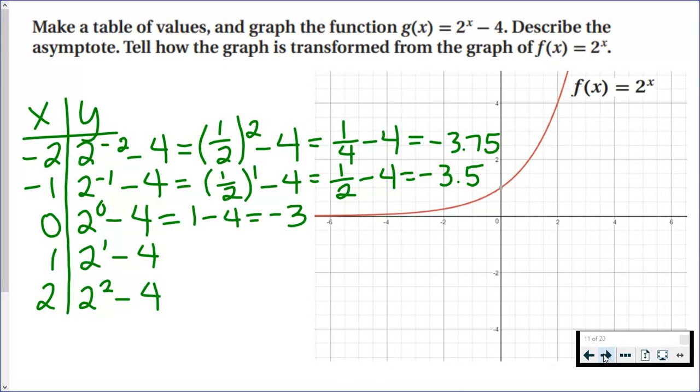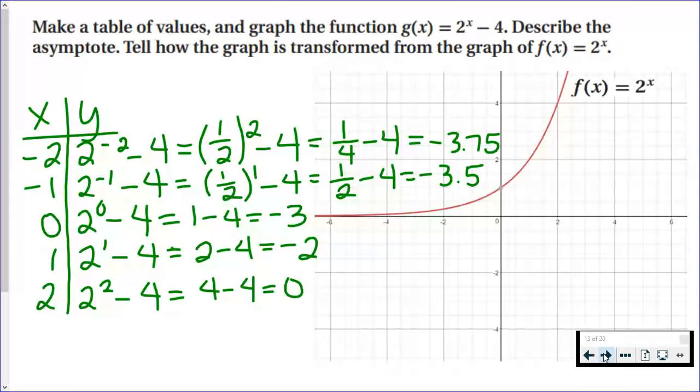2 to the 0 power is 1, because anything to the 0 power is 1. 2 to the first is just 2. Then we're subtracting 4. And then 2 squared is 4. So that should be your table of values. Go ahead and pause the video if you need to catch up and follow my work there.